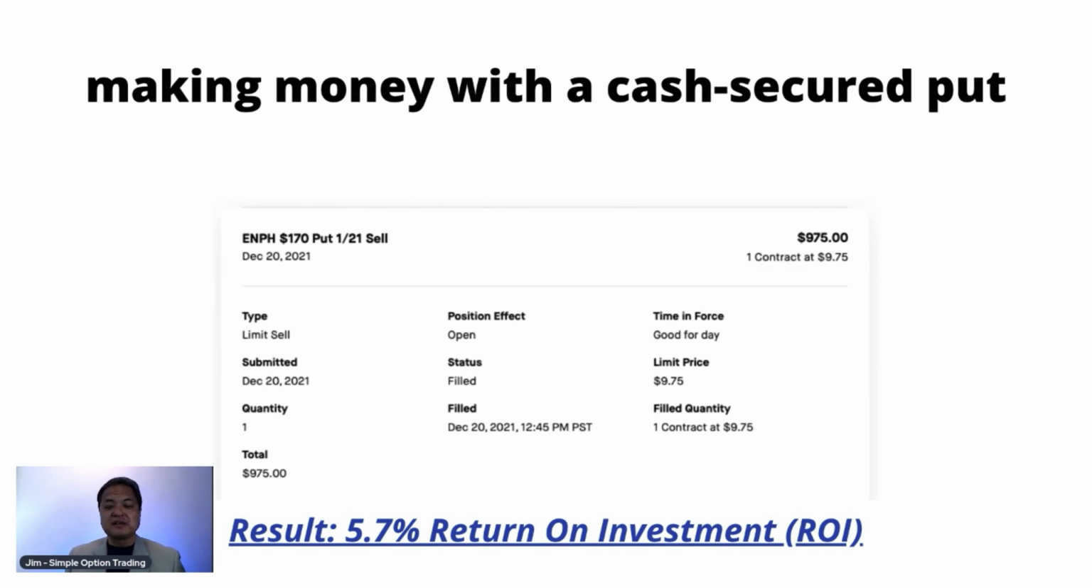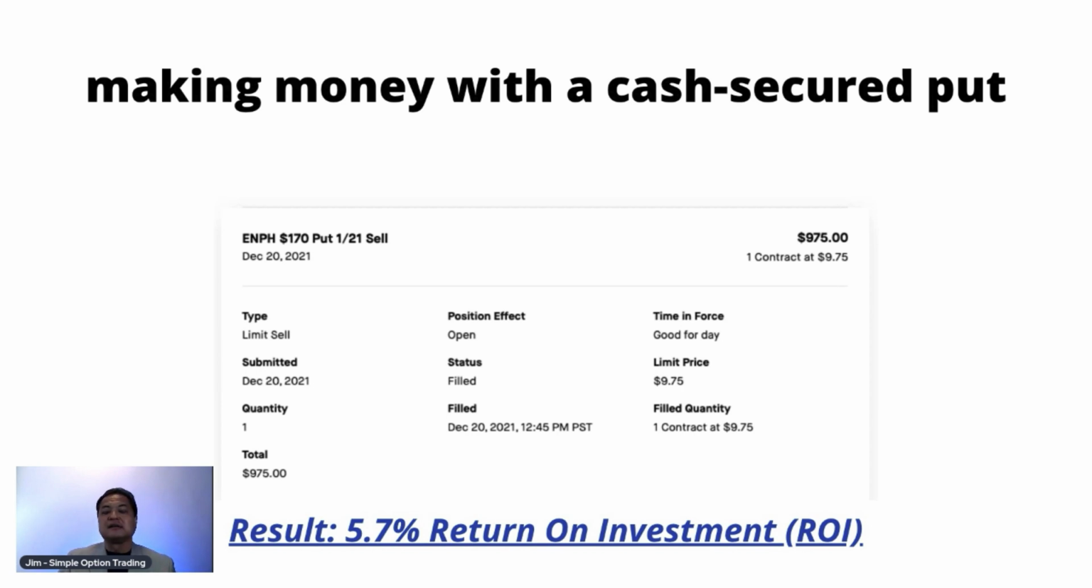And so this was a way for me to generate some income with some cash that was in my account. I just reserved it. I didn't actually leave my account. I sold the cash secured put, and I received $975 as my premium payment. So that $975 is mine to keep no matter what happens. If the option contract gets exercised and I get assigned the shares, the $975 is mine to keep. Or if the option contract expires worthless, that $975 is still mine to keep. So that money's mine to keep forever, no matter what.